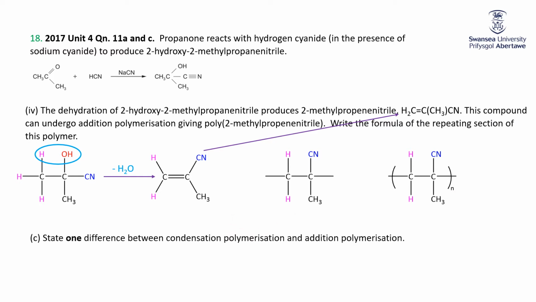One difference between condensation polymerization and addition polymerization: this is addition polymerization, in which we essentially redistribute electrons from a double bond, but we don't lose any atoms in any way. Condensation polymerization, you always lose a small molecule, often water, sometimes something like HCl, and so on.